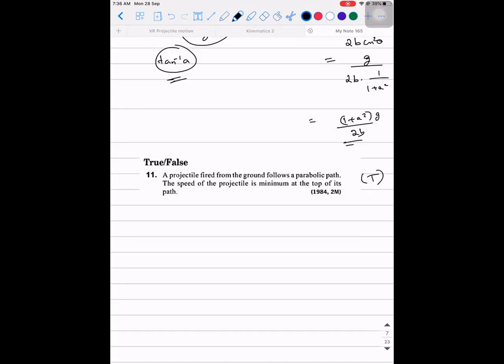Zero? Sorry? Zero. No. It is u cos theta. Because when the particle is traveling like this, I told you at the highest point it has only the horizontal component of velocity, u cos theta. Don't forget this. Okay.